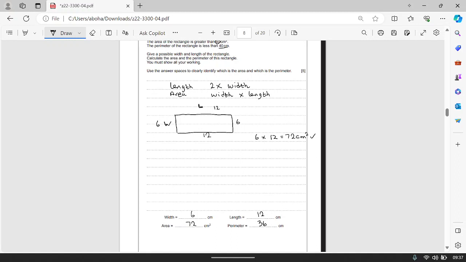Well, there we go. I think that there is the only answer, because if we went to 7 and 14, the perimeter would be 28, 28, 14, 14, too much. If you did 7 and 14, the area will work, but the perimeter will be too much then. So the answer is going to be 6 and 12.